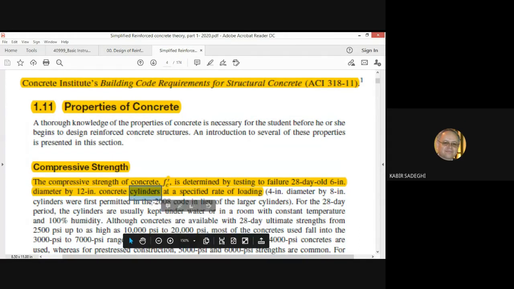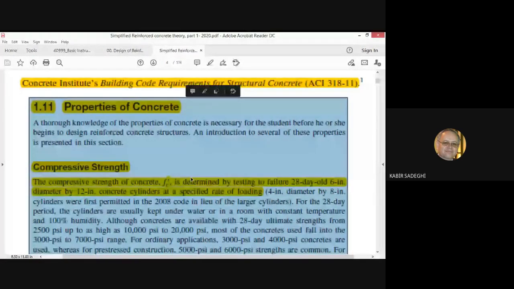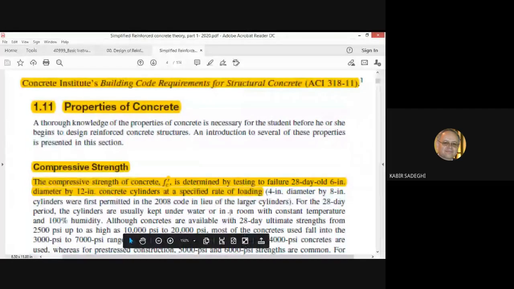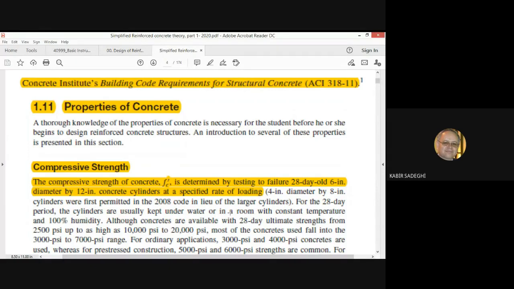But you will ask, oh, we saw in the lab that we have cube samples. What is that? The cube samples are used by Turkish and also by English and some other countries. But Americans use the cylinder specimen, and it's better for measurement from the viewpoint of continuum mechanics, distribution of stress, etc. But anyway, it's not important. If you test by cube or cylinder, there are factors to convert one to the other, showing how much the strength of one is compared to the other. Therefore, in ACI, the cylindrical sample is tested.